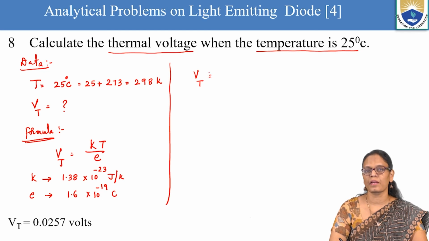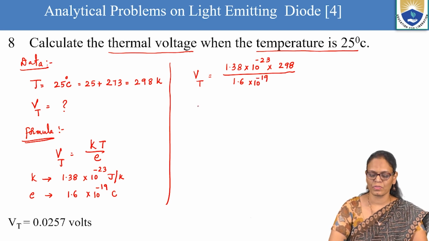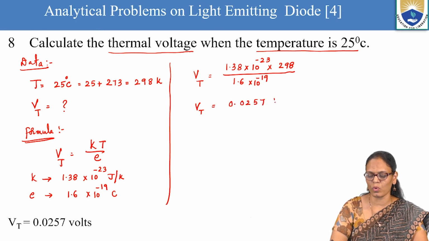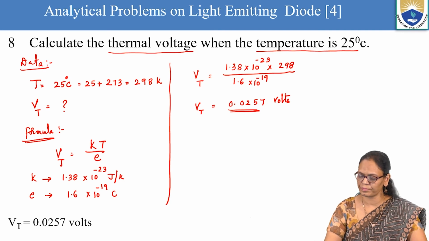Vt is equal to 1.38 into 10 power minus 23 into the temperature 298 Kelvin upon 1.6 into 10 power minus 19. So we get the voltage as 0.0257 volts. So this is the value of the thermal voltage.